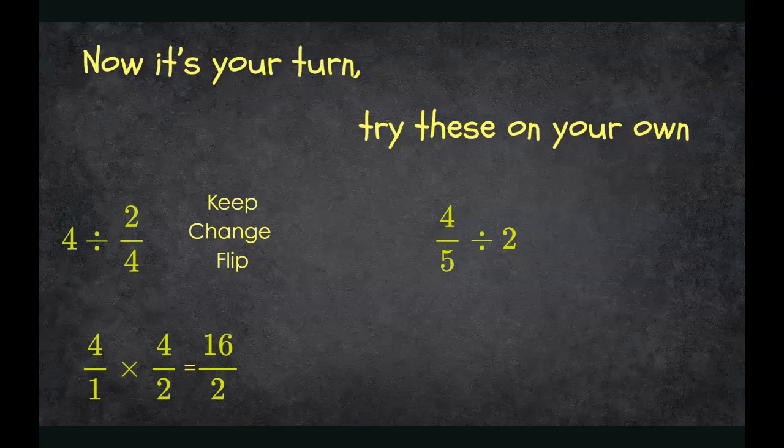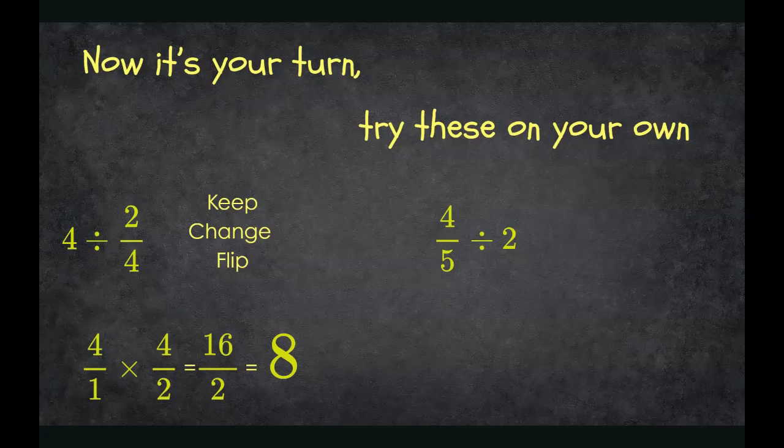Then we are going to multiply 4 times 4 and 2 times 1. That's going to give me a fraction of 16 halves, and we're going to change that to a mixed number if we can. So we're going to think about our 2's. How many 2's go into 16? 2, 4, 6, 8, 10, 12, 14, 16. That's 8 groups of 2 with no remainder. So our answer is just going to be 8 wholes, and there's not going to be a fraction with it. So our answer is 8.